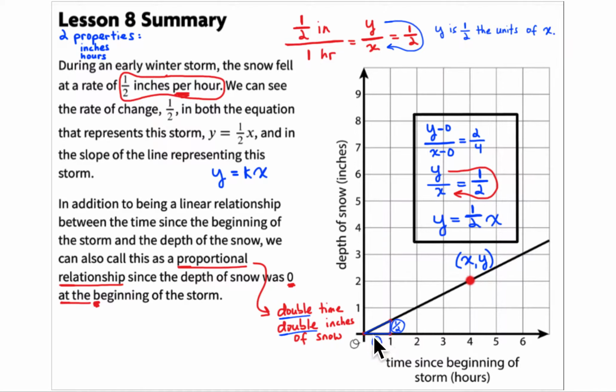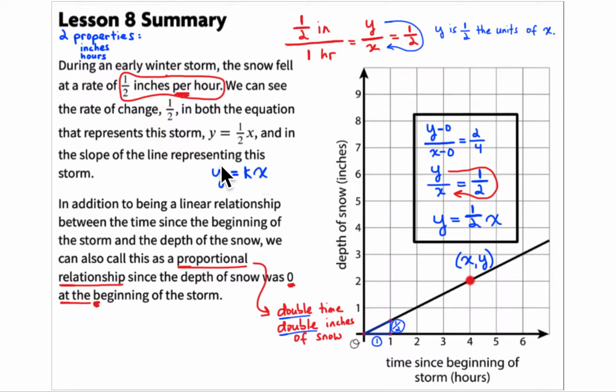Now it tells you that for every value of x that you choose, the number of inches fallen is going to be 1/2 that number of hours. So in 4 hours, how many inches of snow fell? 2 inches of snow, because 2 is 1/2 of 4. So this y, 2, is equal to 1/2 of the amount of x, which is 4. 1/2 of 4 is 2.